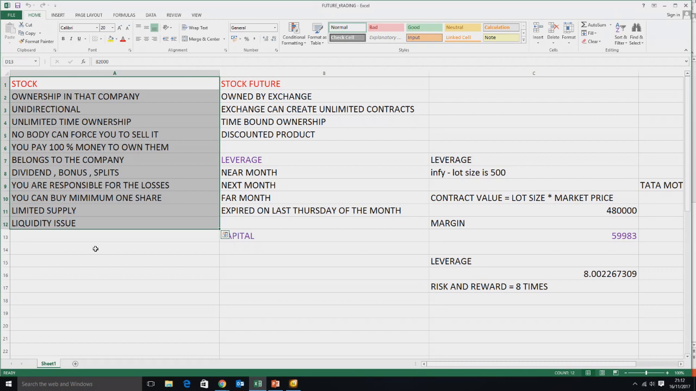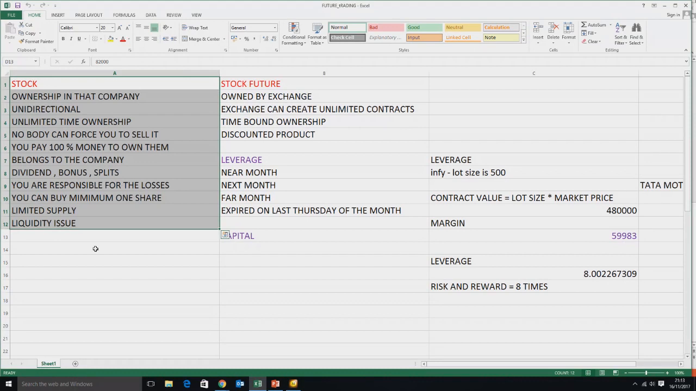In stock futures, you have time-bound ownership, while in stock you have unlimited time ownership. In futures you have time-bound ownership, but there is a process called rollover, where you can actually shift to different months. So in a true sense, in a nutshell, in futures you can also have unlimited time ownership, but if you go contract-wise or month-wise, then it has a time limitation.